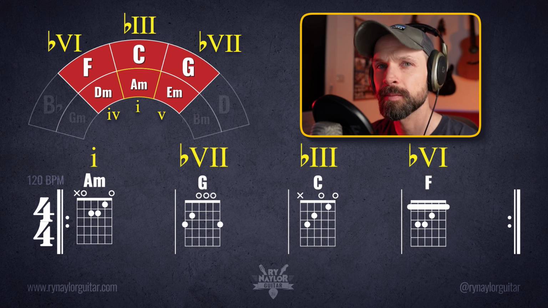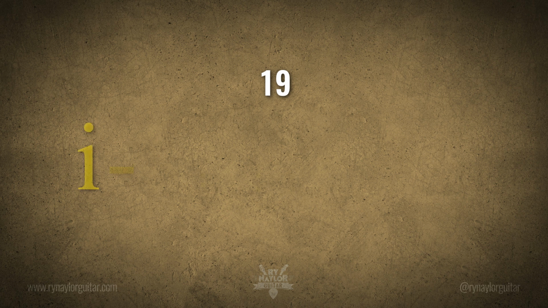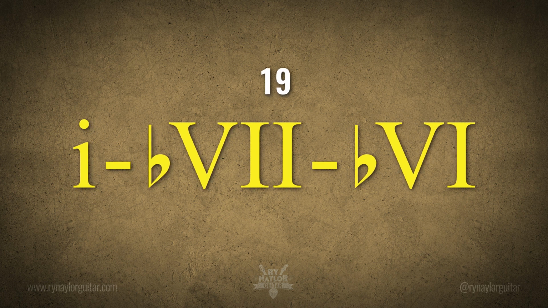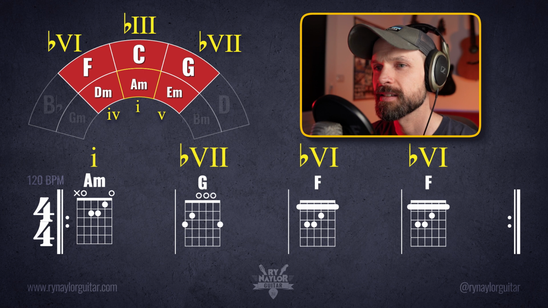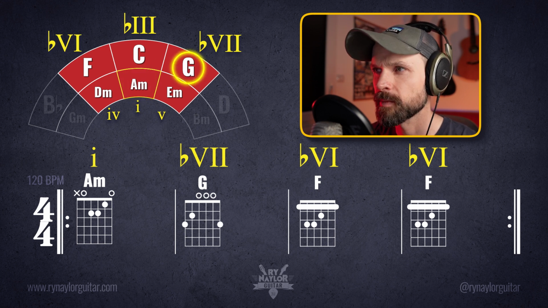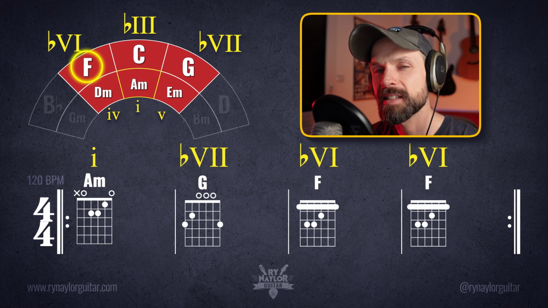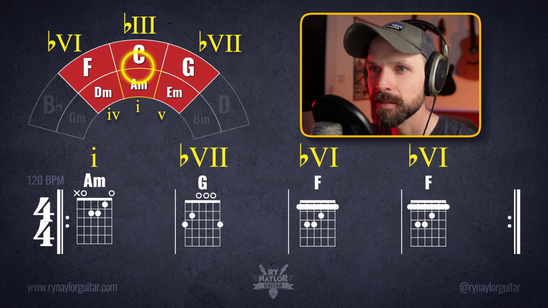Then we get into some truly timeless classic progressions. The first being the 1-7-6, so we're walking down the scale. This one you'll probably recognize. It is the closing progression in Stairway to Heaven. It's the guitar solo.